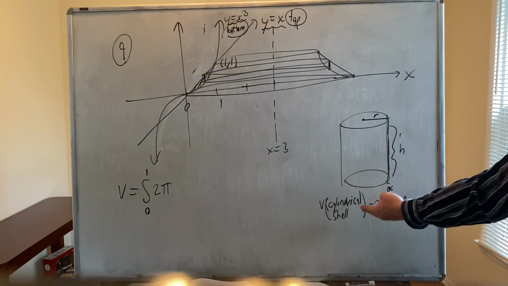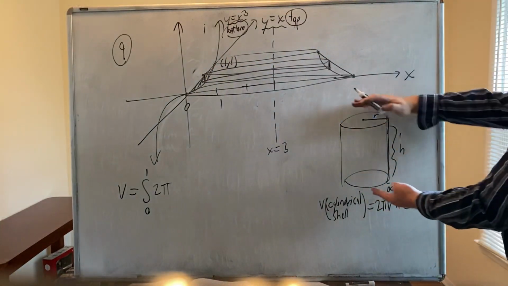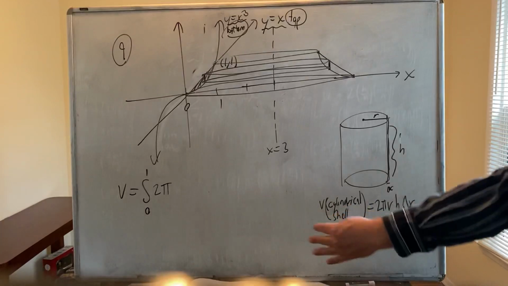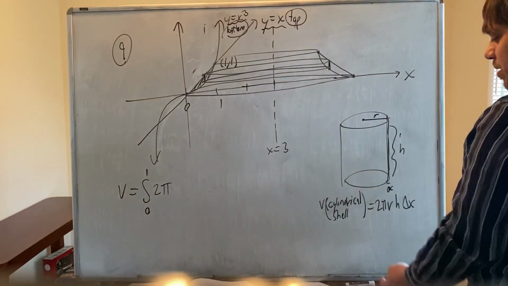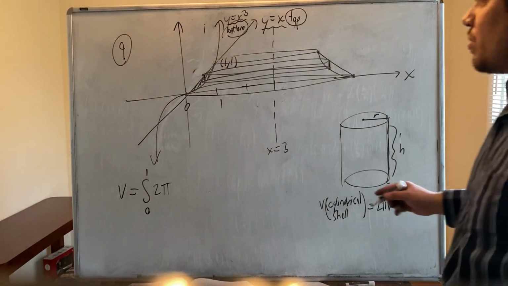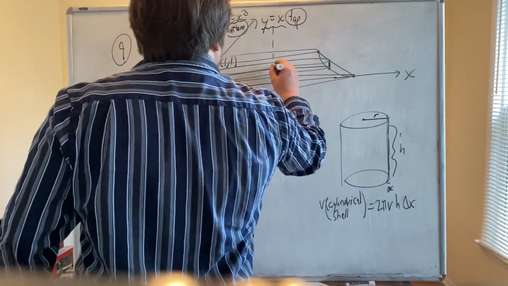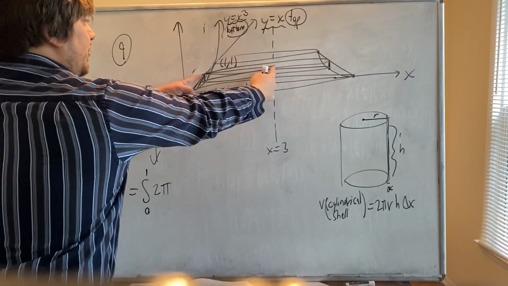Okay, so the cylindrical shell oriented this way is like sitting up like a normal one would, just kind of thin and wide, not short and wide, right? Still standing up. So the volume is 2 pi r h delta x. So what is the radius? The radius of our cylindrical shell is the length of this line segment.